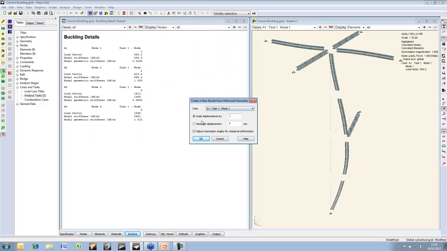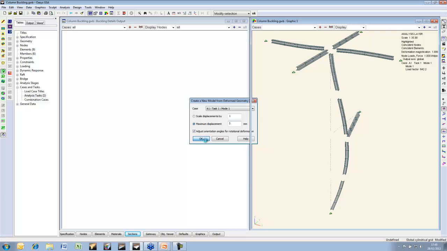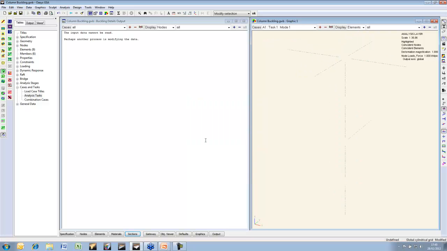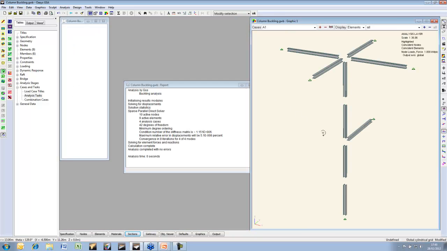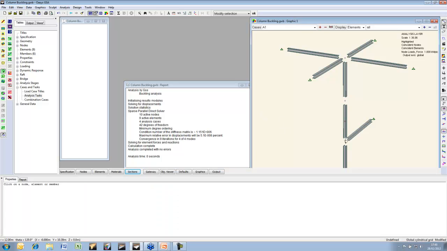And so I'm going to take mode 1, and I'm going to say the maximum displacement is going to be 5 millimeters. And so what we now get is, if I look at that node there, you can see that the node is now 5 millimeters off from the center line.